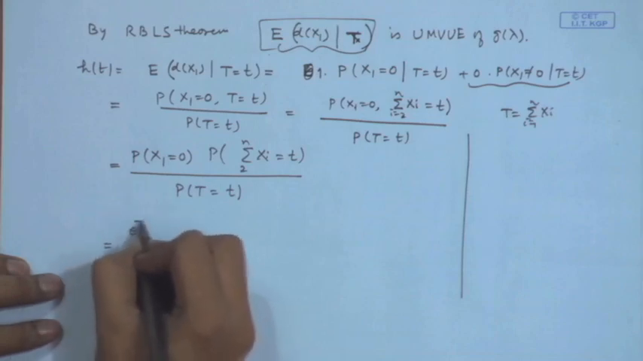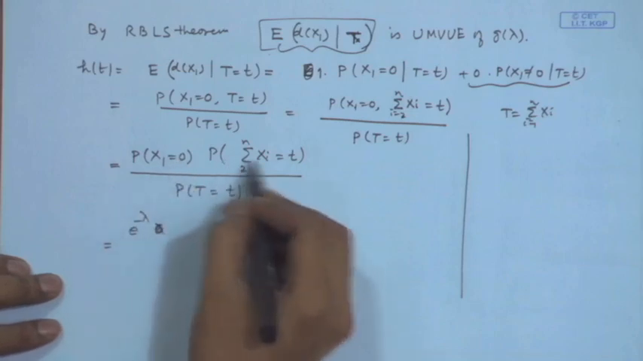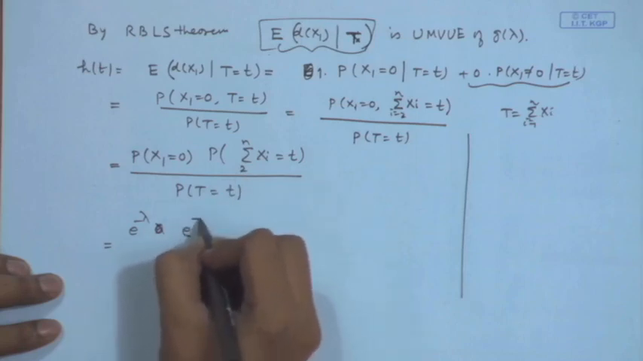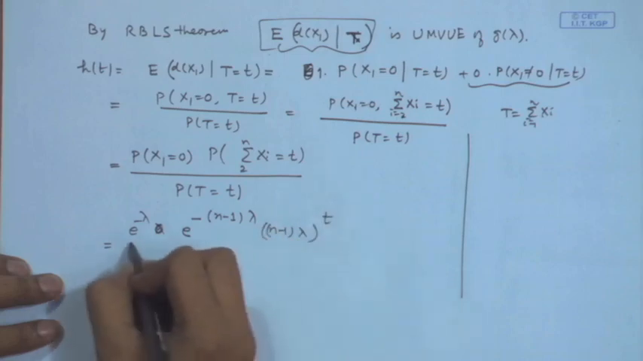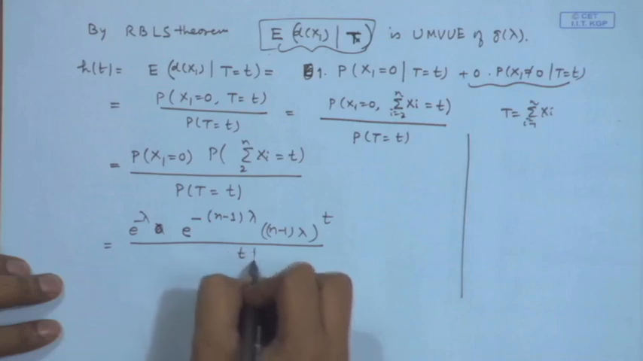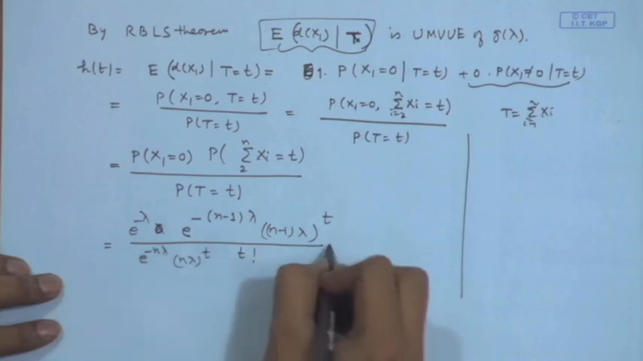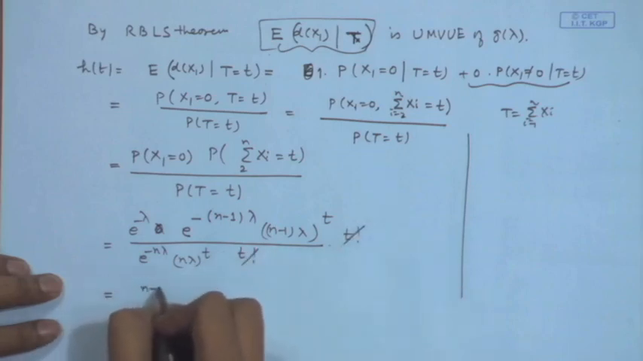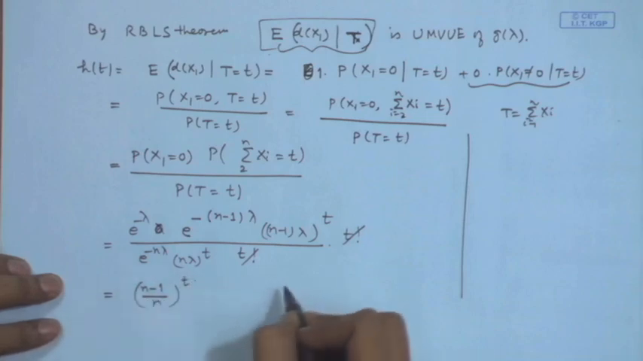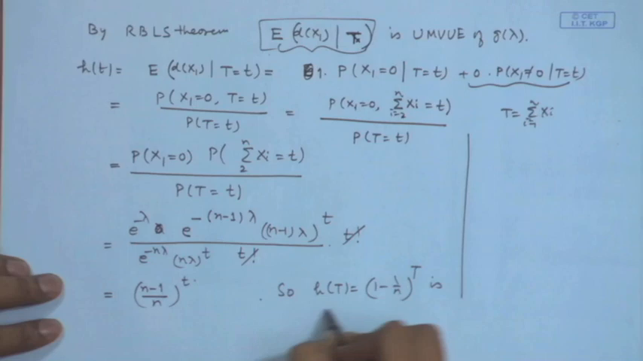So, that is equal to e to the power minus lambda, lambda to the power 0, so that term will not come. Then this is following Poisson n minus 1 lambda. So, it becomes e to the power minus n minus 1 lambda, n minus 1 lambda to the power t, divided by t factorial, and then probability T is equal to t, that is e to the power minus n lambda, n lambda to the power t, divided by t factorial. So, these terms get cancelled out and we are left with n minus 1 by n to the power t. So, h t is equal to 1 minus 1 by n to the power t. This is UMVUE of e to the power minus lambda.